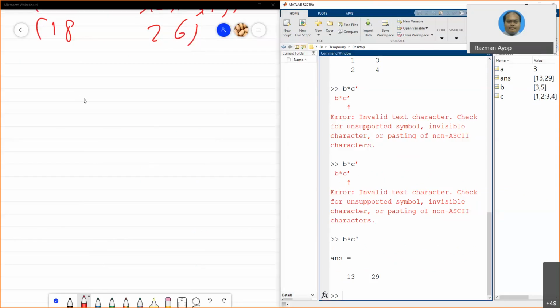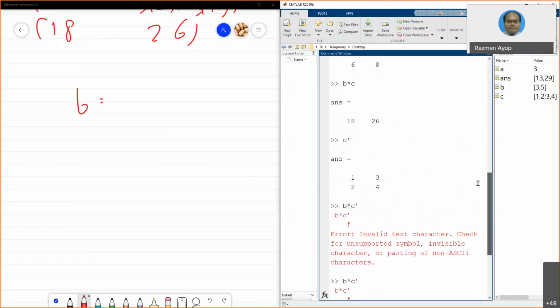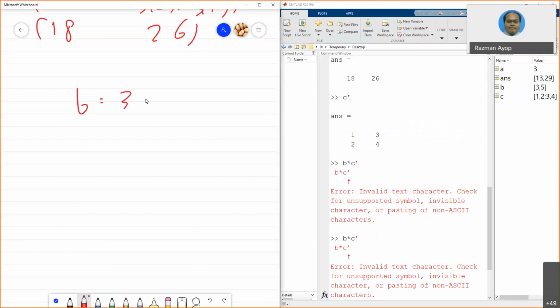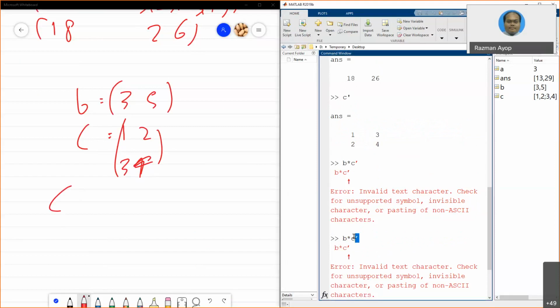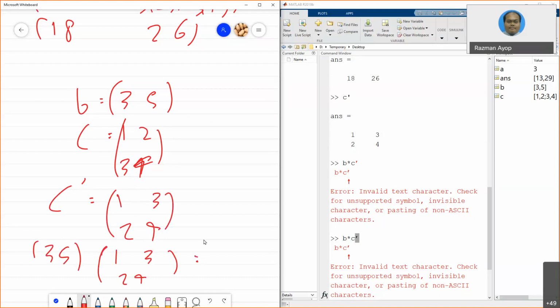So you have B is 3, 5. C is 1, 2, 3, 4. Okay, when it comes to this, you have to make sure that you transpose first. So C bar is 1, 3, 2, 4. Okay, you flip it and then you multiply by B. So 3, 5, 1, 3, 2, 4. So same as before.